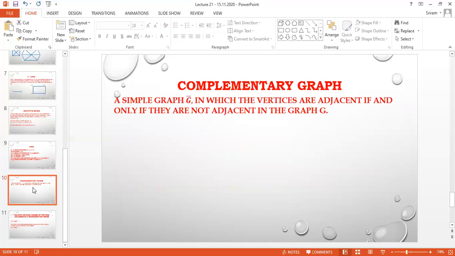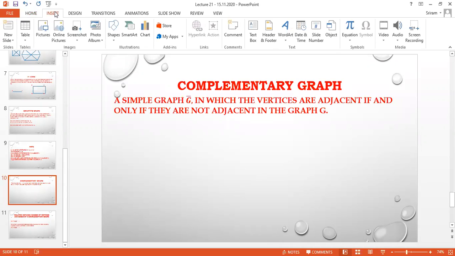The last idea of this is called complementary graph. A simple graph G bar in which the vertices are adjacent if and only if they are not adjacent in the graph G. What is this, teacher? You are writing something difficult. No, this is not difficult.